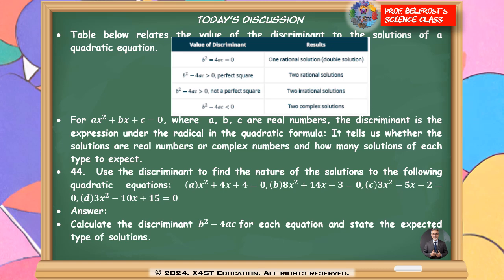So if we have discriminant value equals 0, then only one rational solution will occur. Okay, if it is greater than 0 and a perfect square, then two rational solutions will be obtained. If the value is greater than 0 but it's not a perfect square, then two irrational solutions will be obtained. But if the discriminant value is less than 0, then two complex solutions will be obtained. Okay, so let's understand this concept with the example shown in the slide.